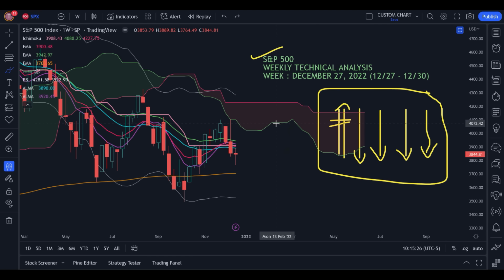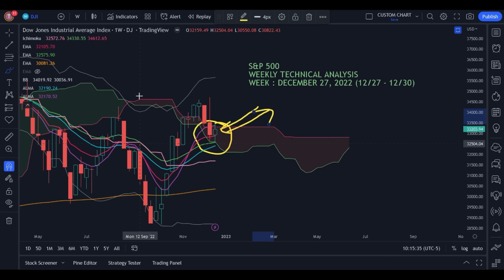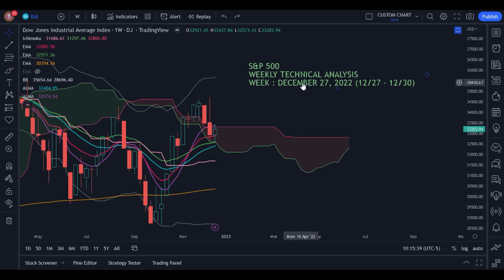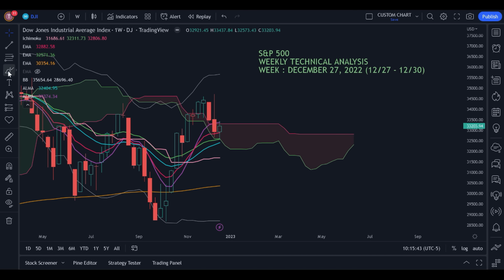Now, guys, this was one thing in the case of the S&P 500. But what we need to check is the Dow Jones also, because it is the Dow Jones that is helping the other indices, or the entire stock market, to hold and to not give up. It is the Dow Jones that is responsible for this.